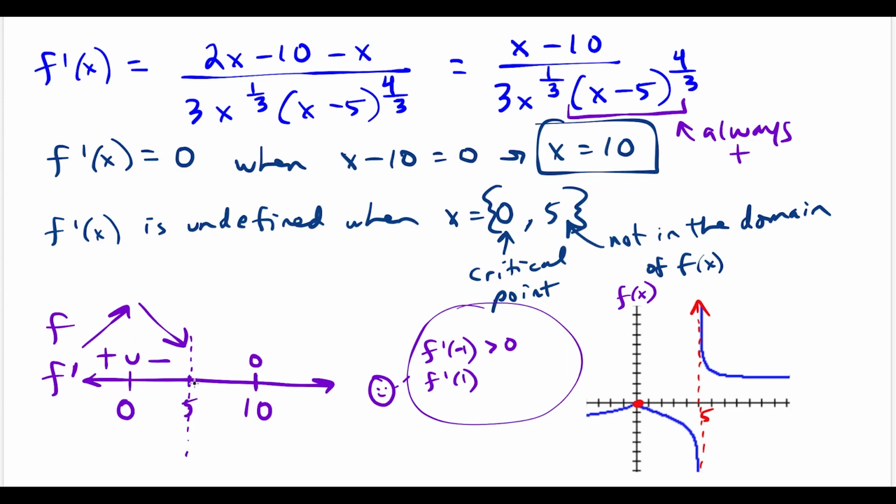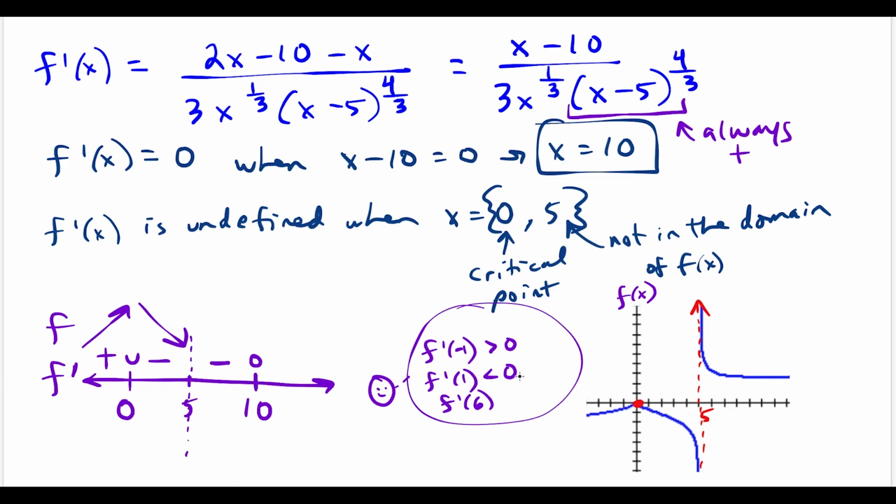Now I'm going to plug in something between 5 and 10. So let's plug in something like 6. And so this one here was negative. If we plug in 6, now we look at this, 6 minus 10 is negative. And then we have the cube root of 6 is positive, and a negative over a positive times something always positive is going to work out negative. And notice here, our function is decreasing up until this location.